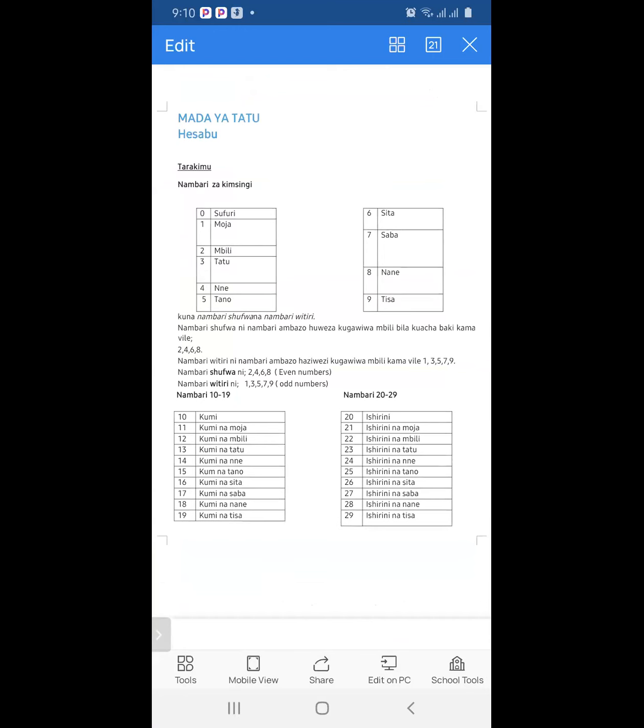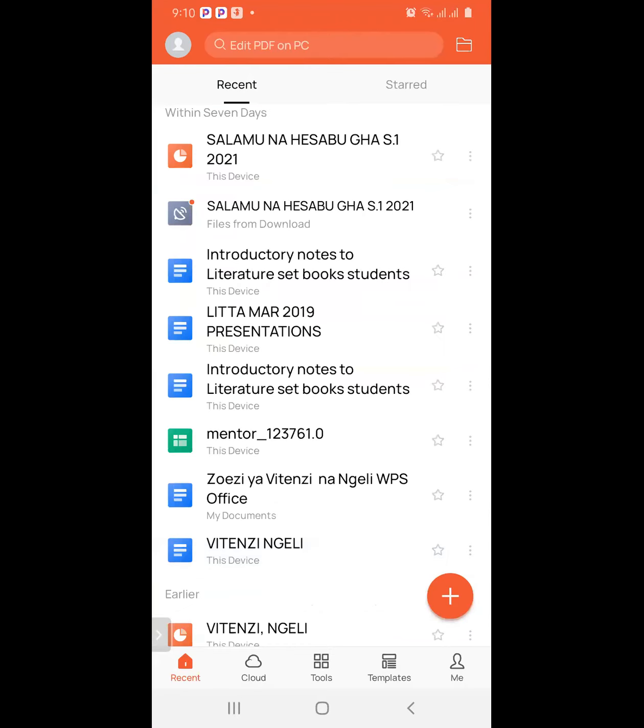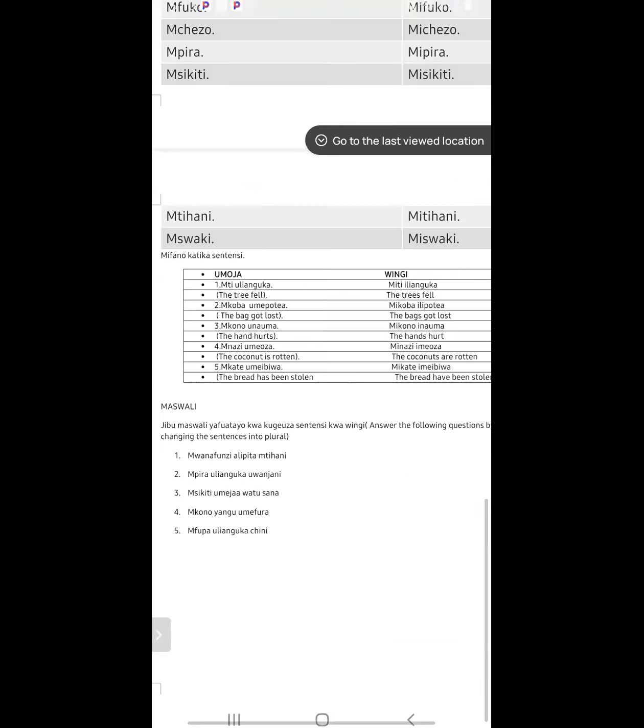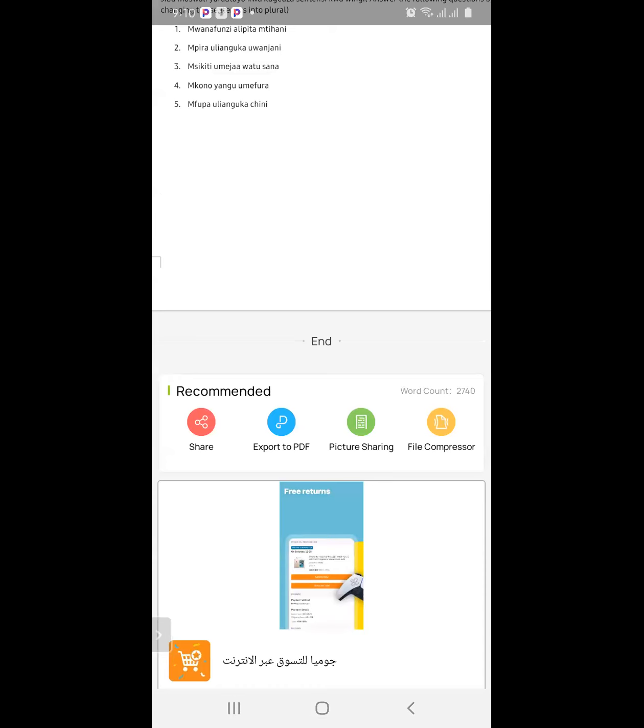Vitenzi. Someone has talked about vitenzi. What else did we look at? Ngeli. What's the day today, John? Angelia, what ngeli did we look at, class? Ngeli gani tulisoma wiki uliopita? Ngeli ya u-i, or you can say ngeli ya u-i.